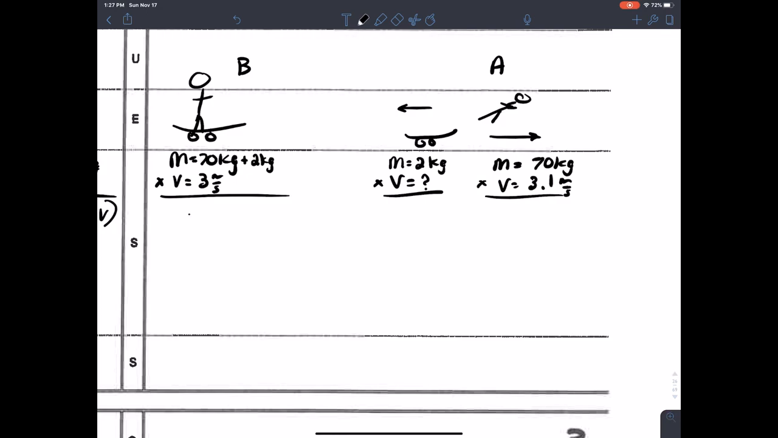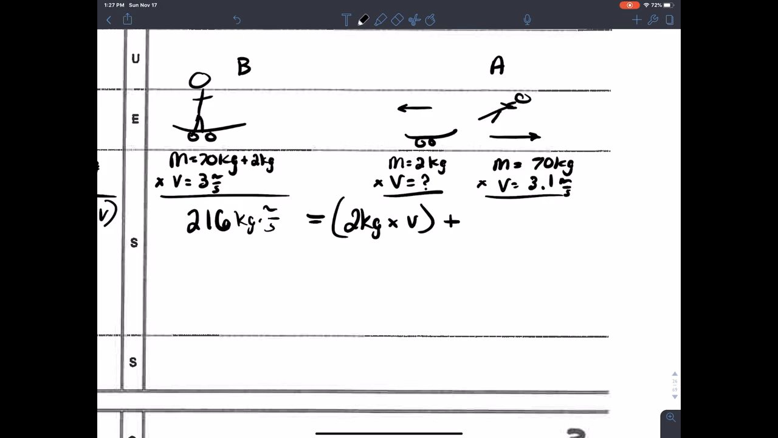It's going to get you 216 kilogram meters per second. Now that's how much we have at the beginning. We know that the skateboard has a mass of 2 kilograms. We have no idea what the velocity is. That's what we're trying to figure out. But whatever its momentum is, added to the momentum of the kid, has to equal that 216.